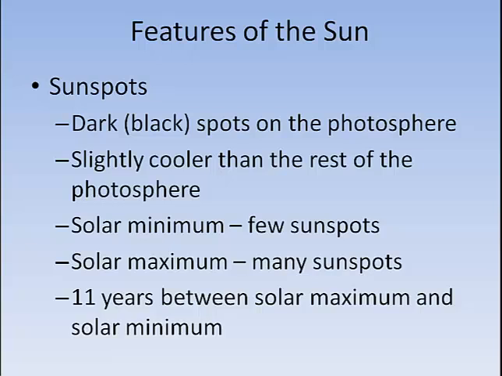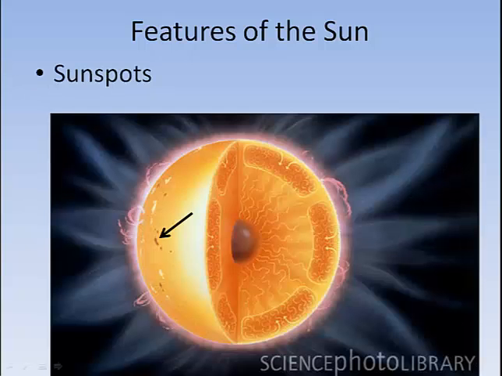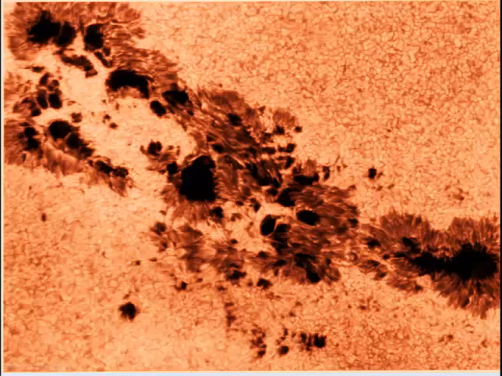So there we go. When we look at this diagram of the sun, these are sunspots, these little dark areas here. They're on the photosphere. They're due to magnetic things going on inside the sun. They're darker because they're slightly cooler. Here's a close-up from a telescope. They're really complex.